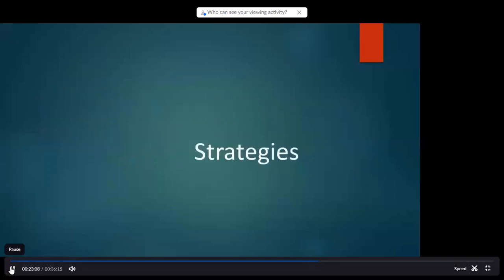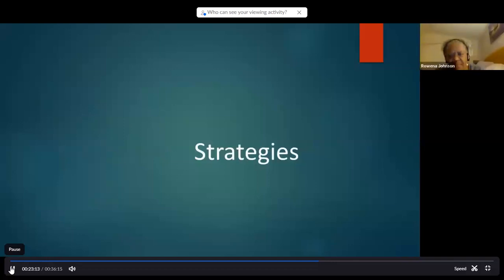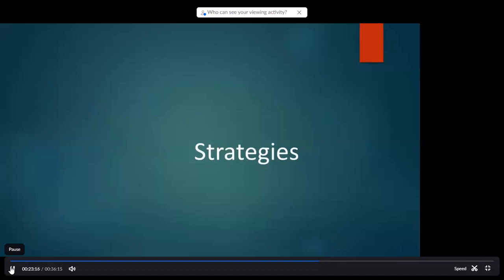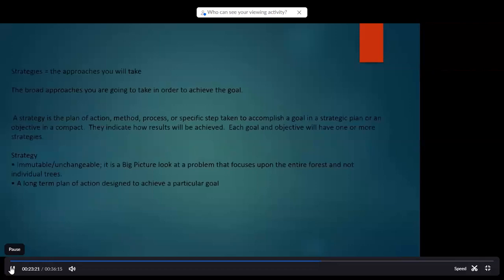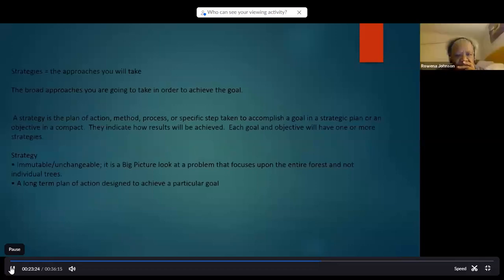Now, we talked about vision. We talked about mission. And we talked about goals. Now, let's talk about strategies. The approach you will take. The broad approaches you are going to take in order to achieve the goal. A strategy is a plan of action, method, process, or specific step taken to accomplish a goal, strategic plan, or an objective in a compact. They indicate how results will be achieved. Each goal and objective will have one or more strategies.